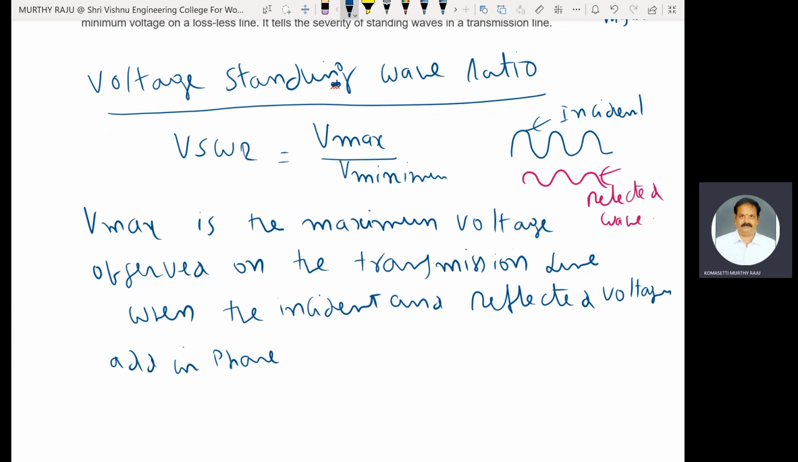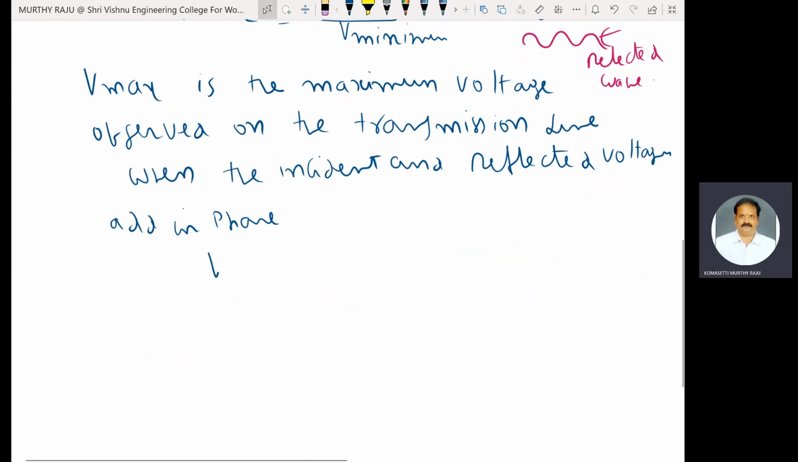Therefore, the maximum voltage along the line is given as V maximum is equal to mod V plus plus mod V minus. In phase means we use plus sign. Out of phase means we use minus sign.